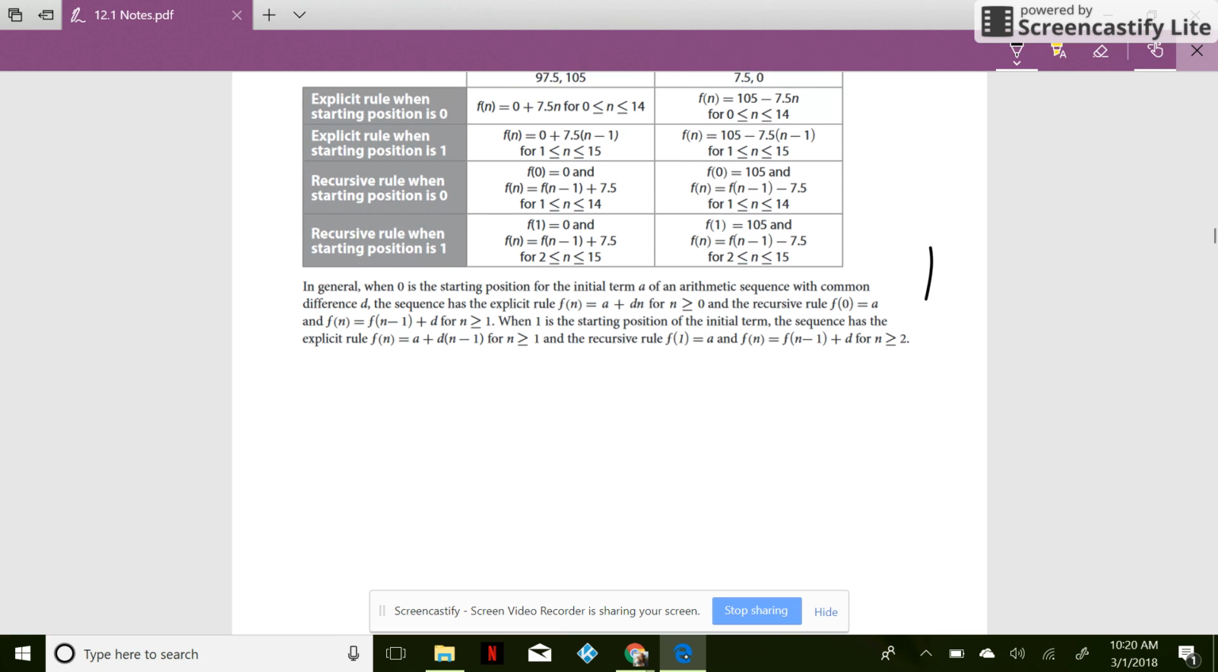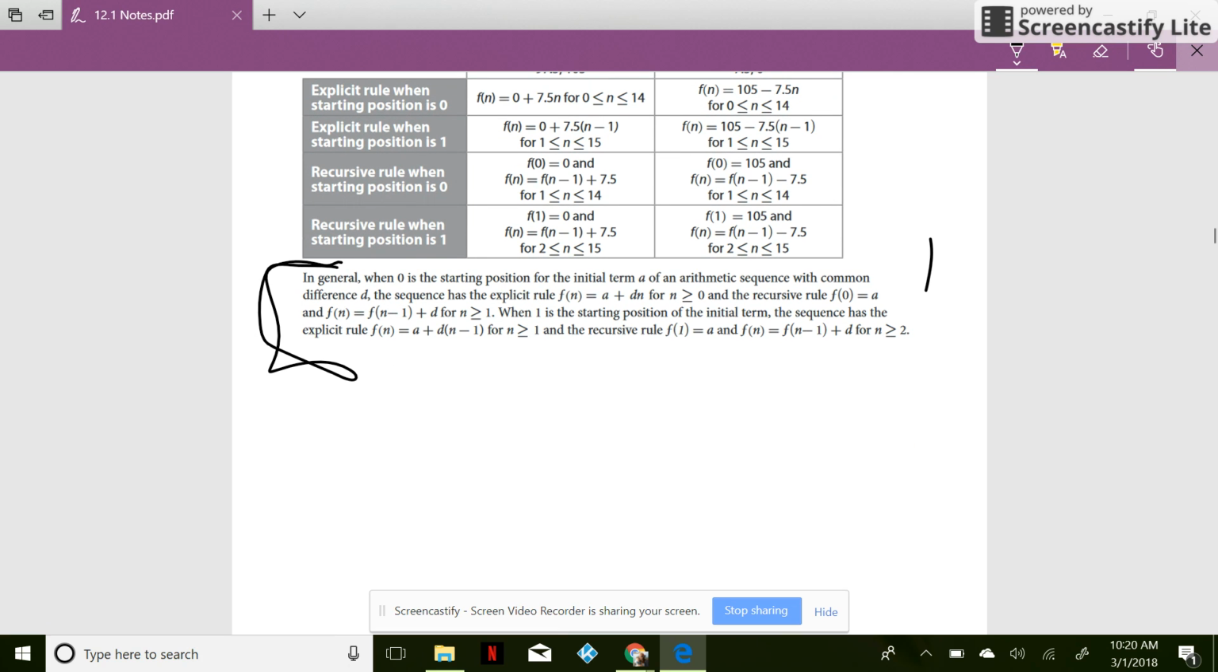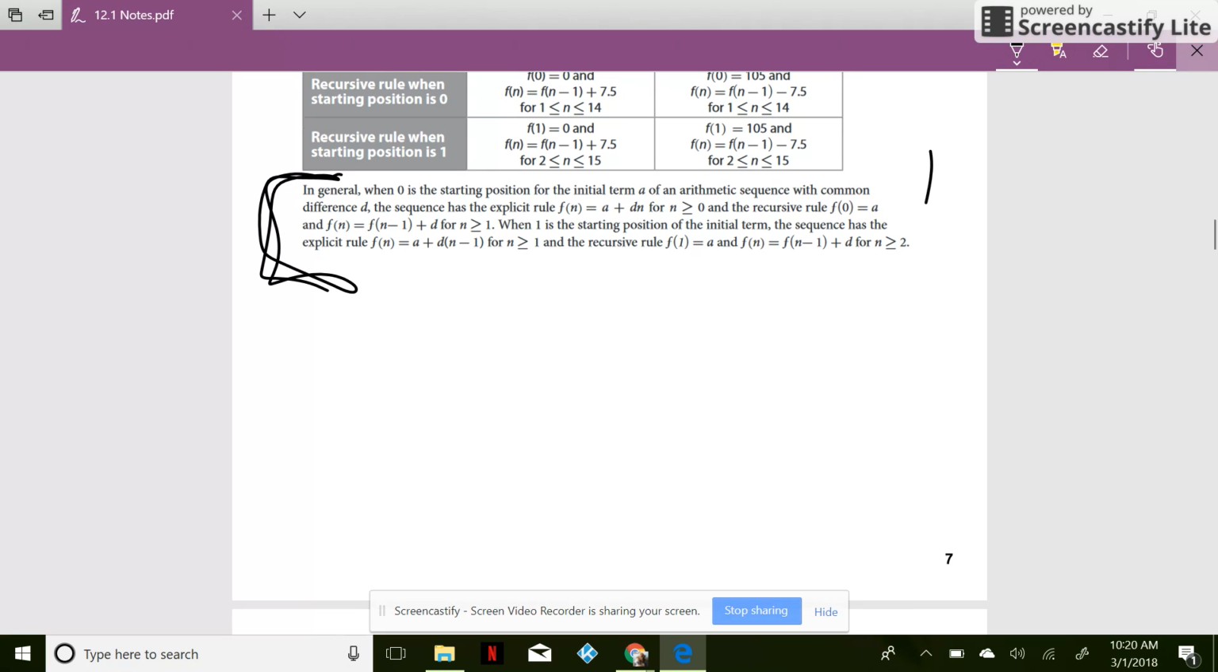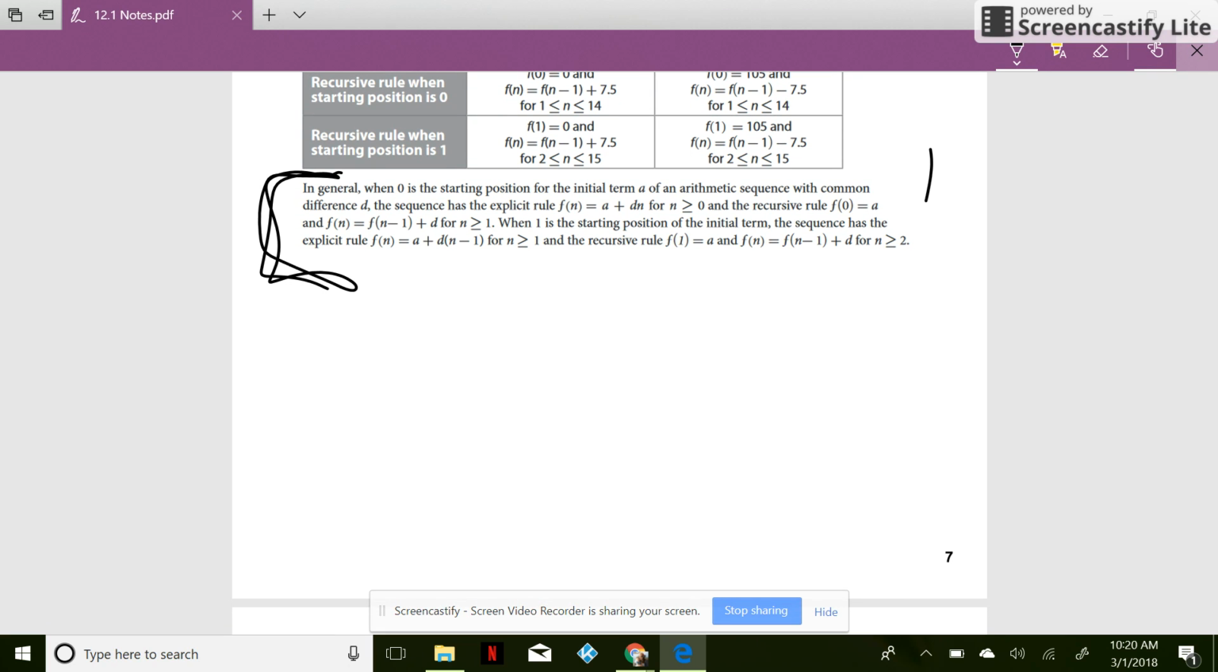So, here's the general rule. This is the important bit here. When 0 is the starting position for the initial term A of an arithmetic sequence with common difference D, the sequence has the explicit rule f of n is equal to A plus D times n for n greater than or equal to 0. So your function will be your initial position plus the difference times n.